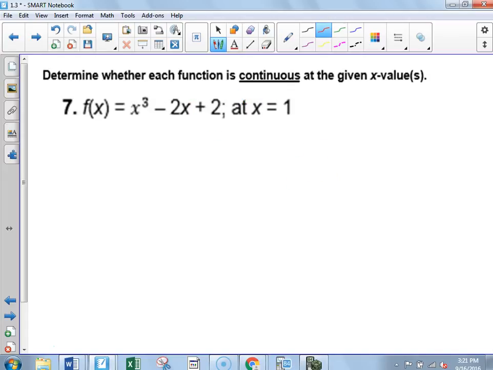Number 7. Can I put in a 1? Yeah. Does a plain old cubic graph have any holes anywhere? No. So it's continuous.